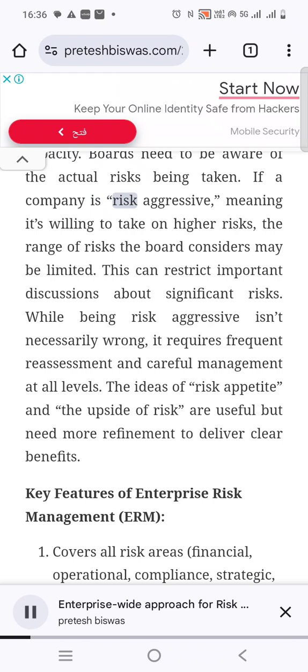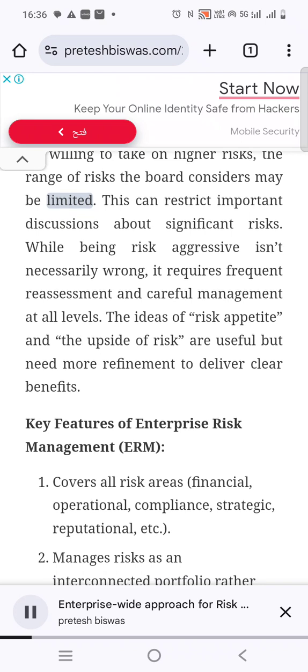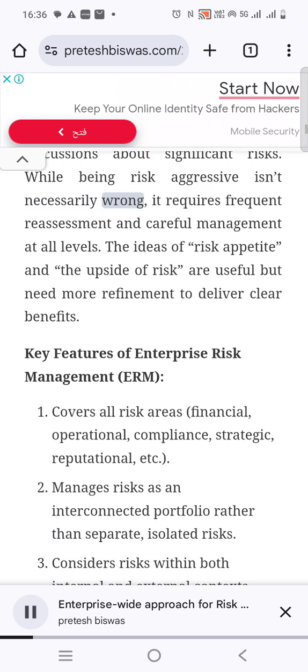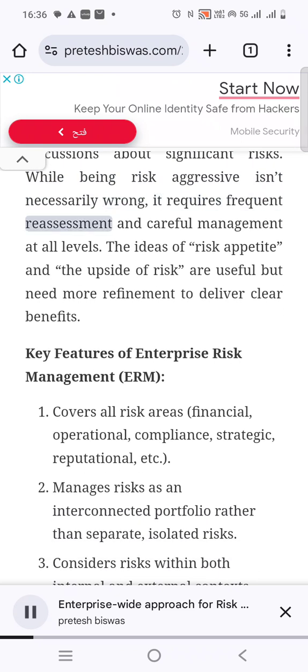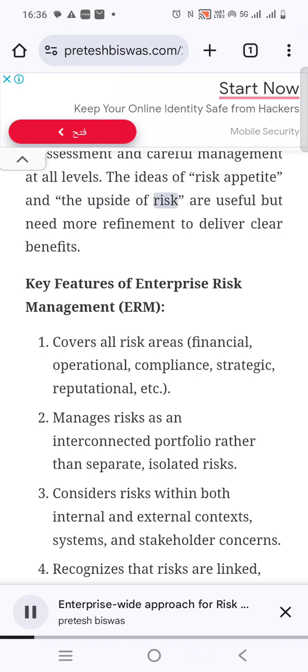If a company is risk aggressive, meaning it's willing to take on higher risks, the range of risks the board considers may be limited. This can restrict important discussions about significant risks. While being risk aggressive isn't necessarily wrong, it requires frequent reassessment and careful management at all levels. The ideas of risk appetite and the upside of risk are useful but need more refinement to deliver clear benefits.